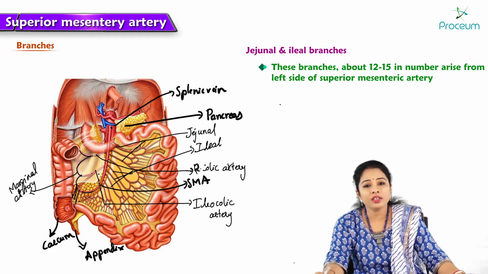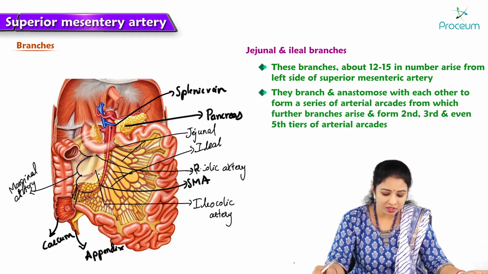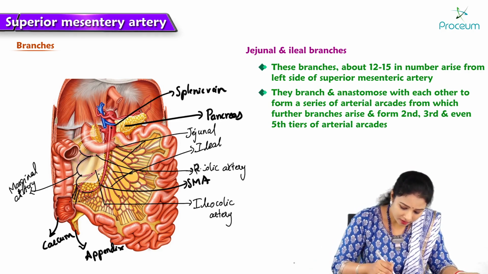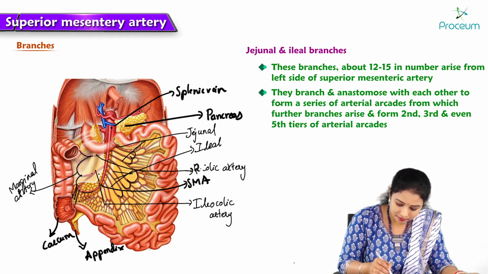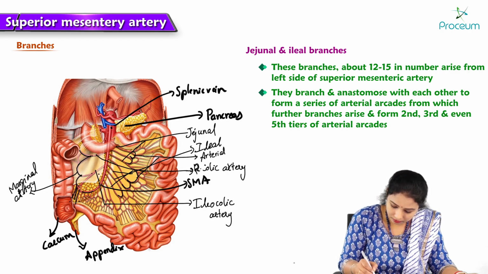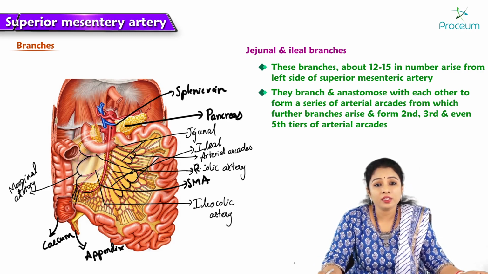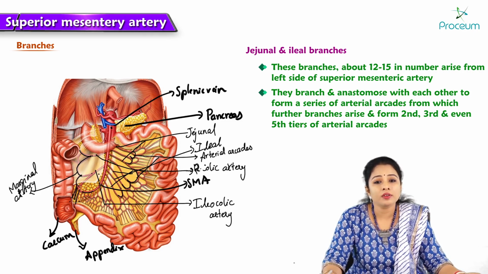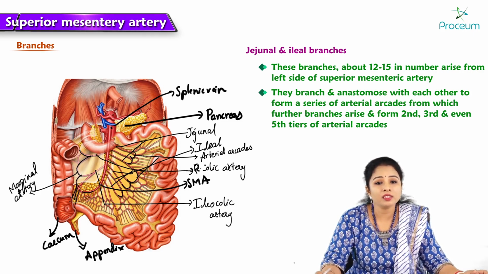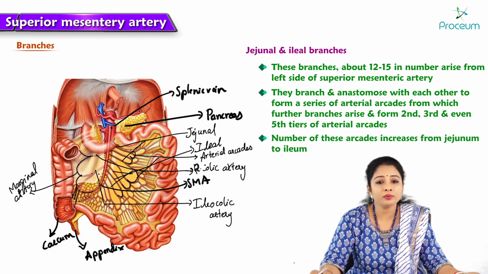So, these jejunal and ileal branches, we can appreciate that they branch and anastomose. Because of their branching and anastomosing, we can see several layers of arcades. So, we can see several arterial arcades, several series of arterial arcades from which further branches arise, forming second, third, even fifth tiers of arterial arcades. So the number of these arcades increases from jejunum to ileum.